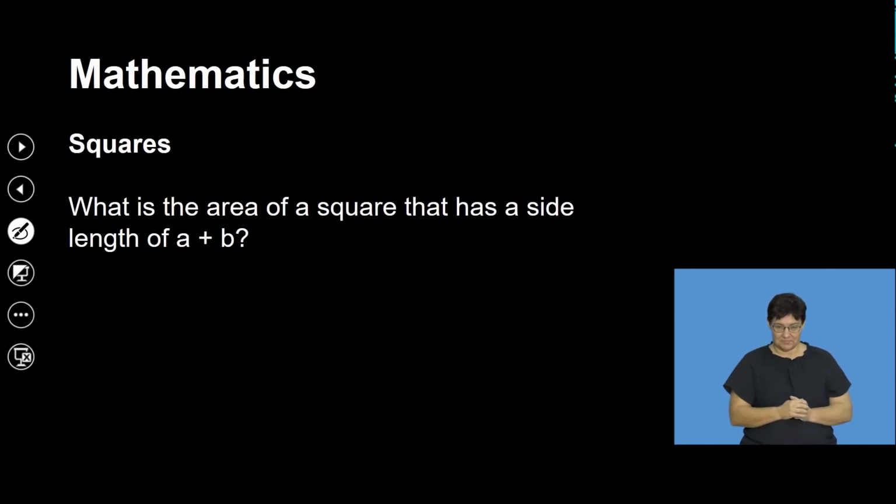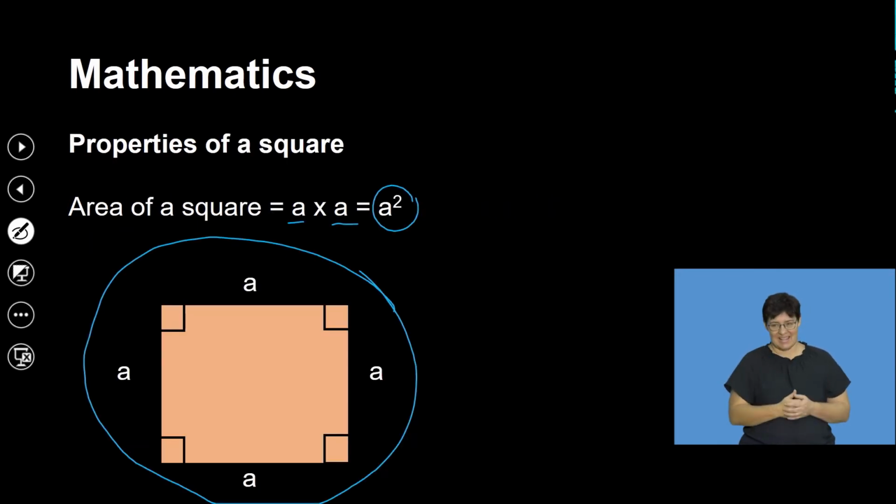But now, what happens if the area has a side length of a plus b? So it's no longer just a, as I had with this one. If I add a portion to this particular square of mine and then make each side a plus b, how will I find the area and what will that give me?